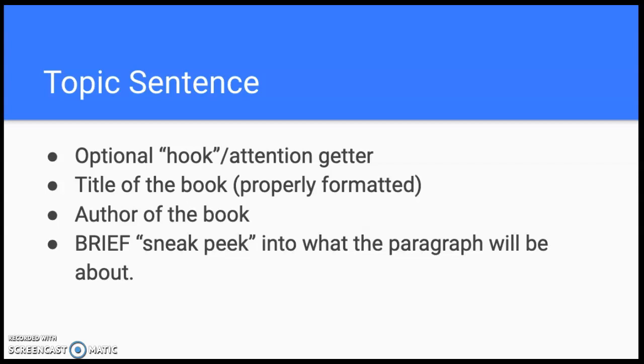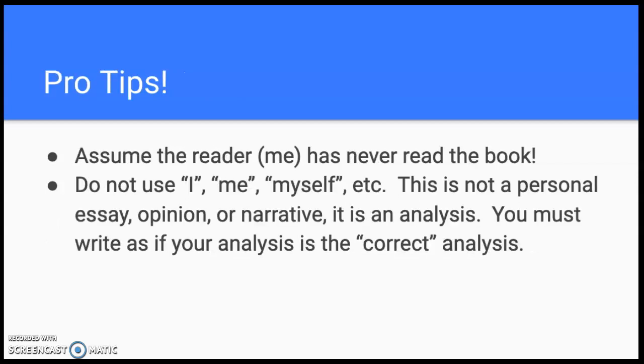You need the title of the book properly formatted in italics. You need the author of the book, Sue Monk Kidd, and then a brief sneak peek into what the paragraph will be about. Now, the topic sentence is not your thesis statement, so it doesn't have to be super long. It can just be talking about the fact that we are discussing characters that change. For example, my example comes later, whoops.